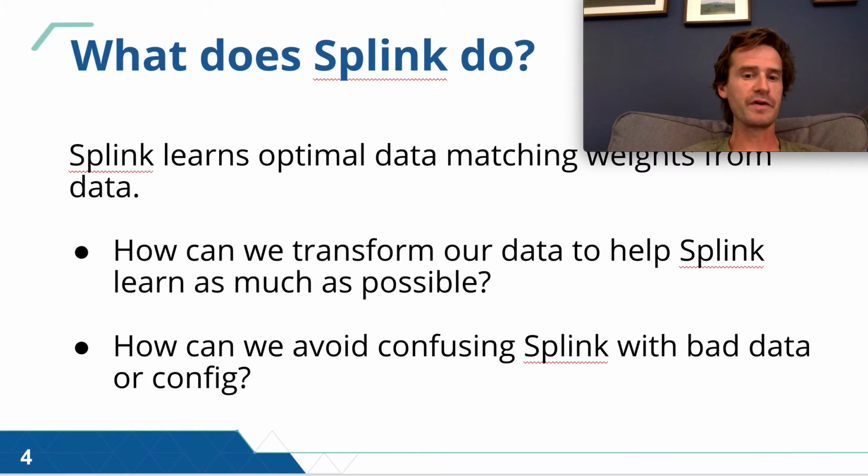So this is an unsupervised machine learning algorithm. Specifically, it's an algorithm that learns optimal data matching weights from the dataset of record comparisons. For instance, when deciding whether a record is a match, how much weight do we give to gender relative to, say, a match on first name?